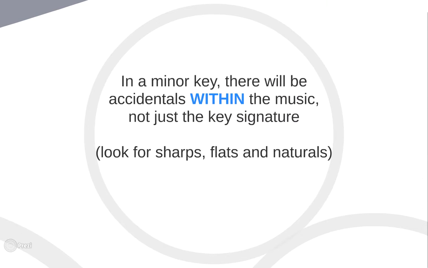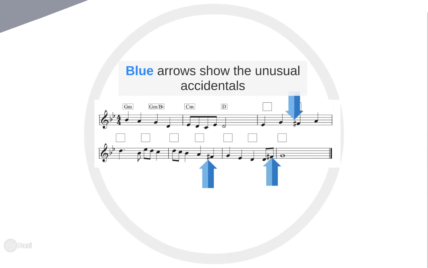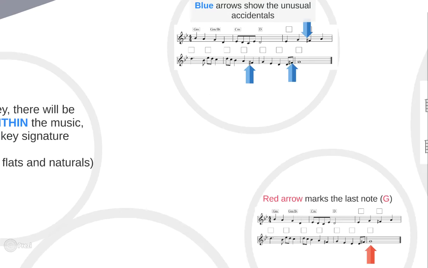In a minor key, there will be accidentals within the music, so not just in the key signature. So we're looking out for sharps, flats, and naturals within the lines of music themselves. So let's take a look. Those flats are part of the key signature, so we ignore those. But if we look along the rest of the music, there's one. And if we keep going, there's another, and there's another. Those accidentals give us a hint that we're probably in a minor key.